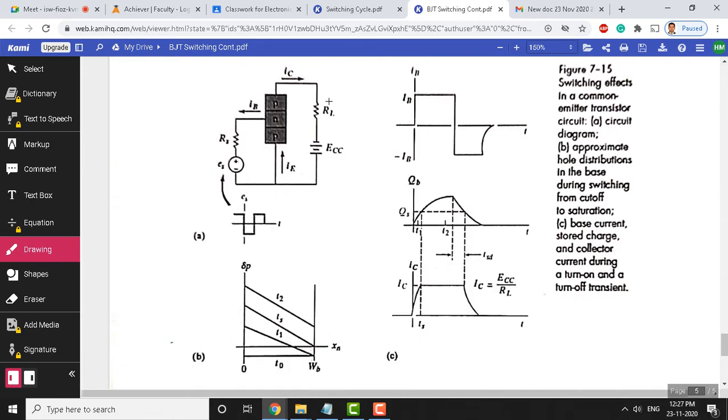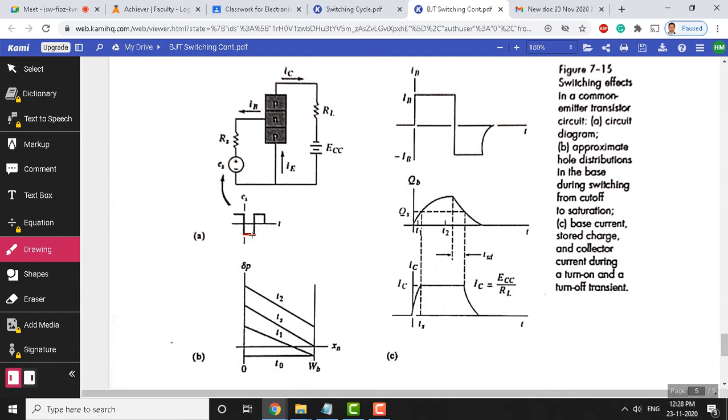Now, let us mainly focus on the switching effects in a common emitter transistor circuit. Figure A shows the circuit diagram for the common emitter configuration, and here you can see that we apply a pulse waveform as an input. The reason why we apply a pulse waveform is because we need to switch its state from cutoff to saturation and saturation to cutoff.